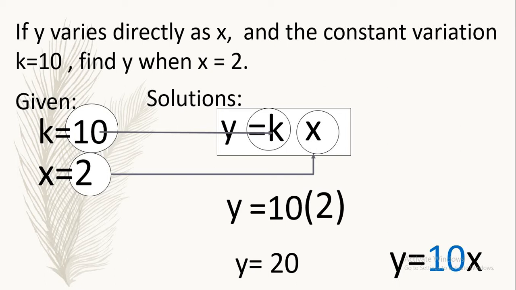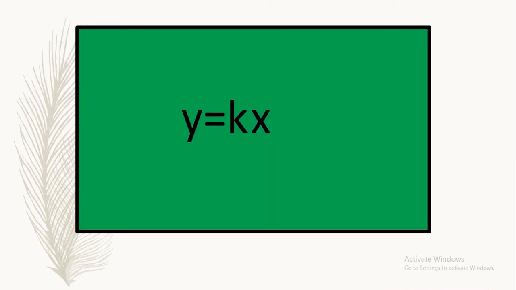So hindi ibig sabihin na hinahanap si y, si y na yung papalitan nyo. Lagi-lagi, every time, you will substitute the value for the constant of variation. Yun lang ang inyong gagalawin. So still, the two variables are intact dun sa ating equation. Next goal is to find the value of y.